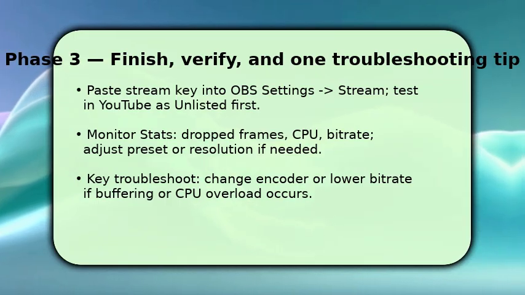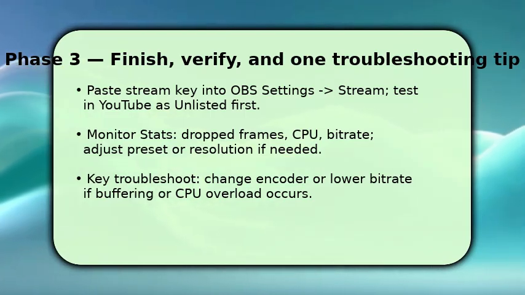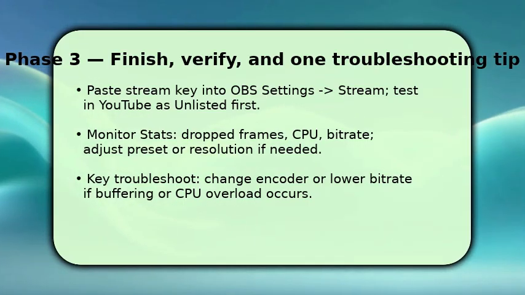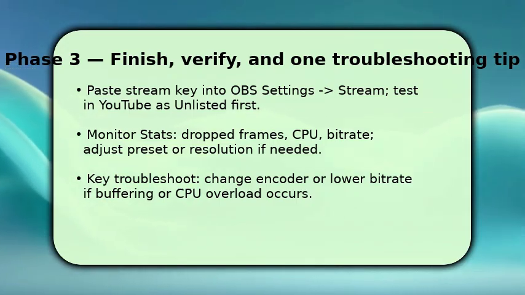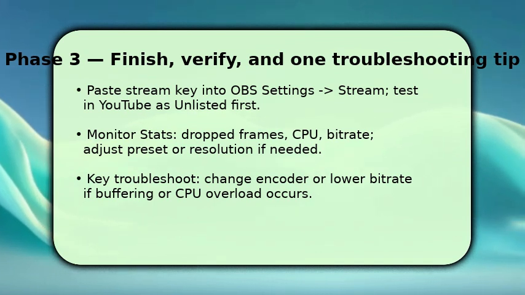While live, monitor OBS stats for dropped frames, CPU usage, and actual bitrate. These tell you whether to lower resolution or change encoder preset. If viewers report buffering or you see high CPU, switch to NVENC if available, or reduce bitrate/resolution. This is the single most effective fix. When done, click Stop Streaming and end the YouTube broadcast to close cleanly.